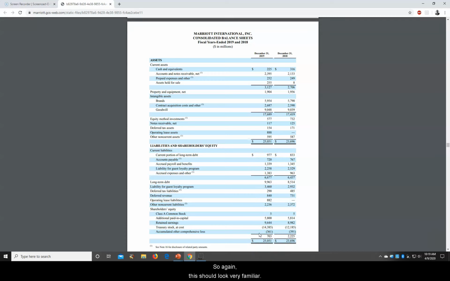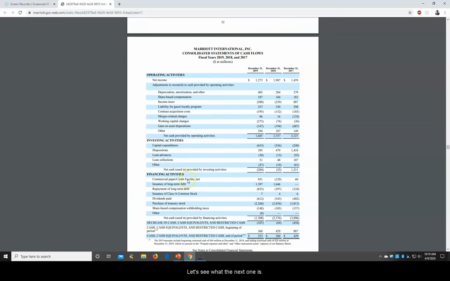So again, this should look very familiar. Assets, current assets first, right? Cash first. Property, plant, and equipment, long-term next. Intangible. And then the same with liabilities. Current first, long-term debt, right? Very similar. And then shareholders' equity, because they're a corporation, stock, and retained earnings. Okay, again, just what we talked about for their income statements. Okay, let's see what the next one is.